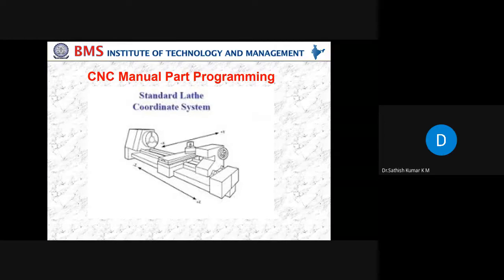In CNC manual part programming, first you need to understand the coordinate system. What type of coordinate system are you going to use? We are going to use the Cartesian coordinate system, in which you use X, Y, and Z. In the case of a lathe, we have two axes present: one is X, the other is Z.